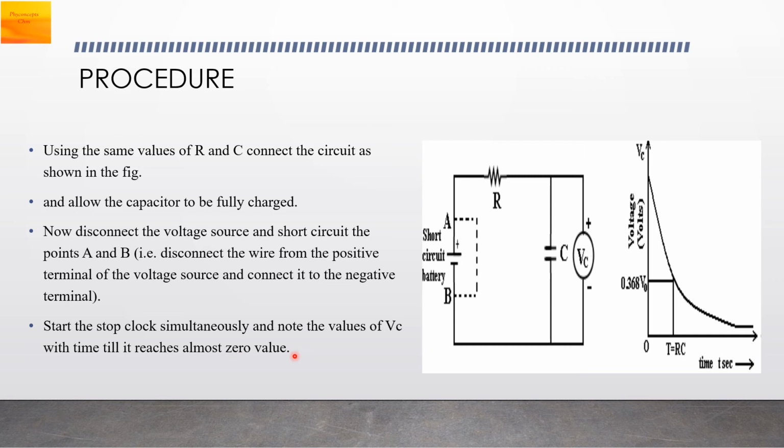So the capacitor which has fully charged, which has reached its maximum voltage, now it will discharge. The voltage will go on decreasing with time and will reduce down to 0. So with time we note down the capacitor voltage Vc.